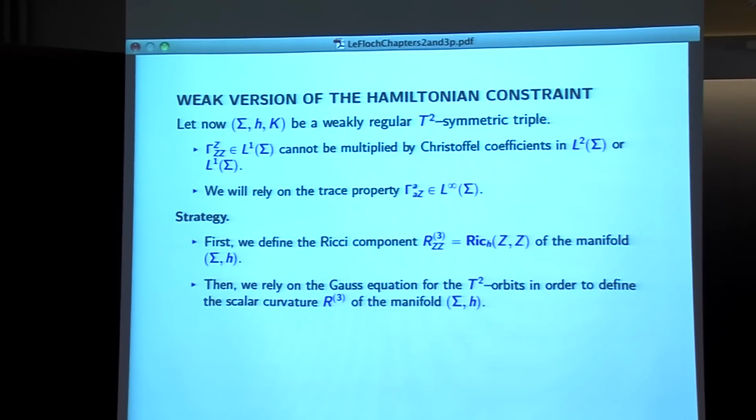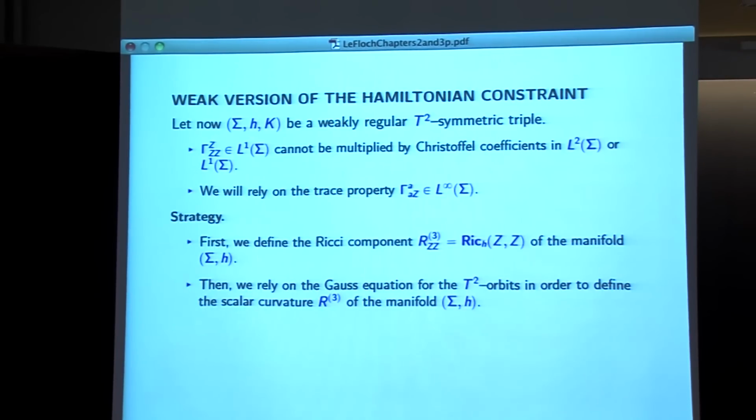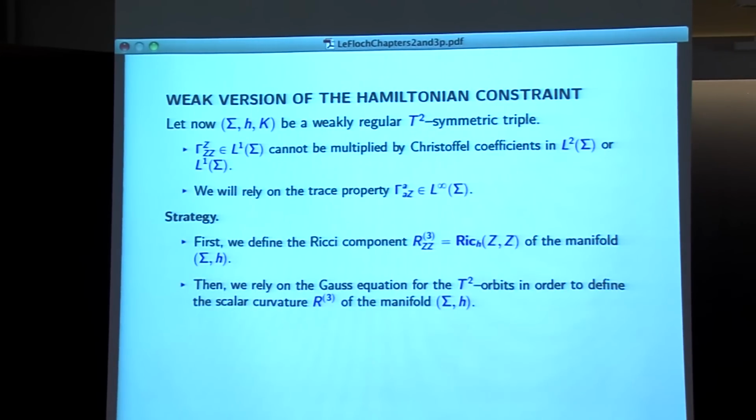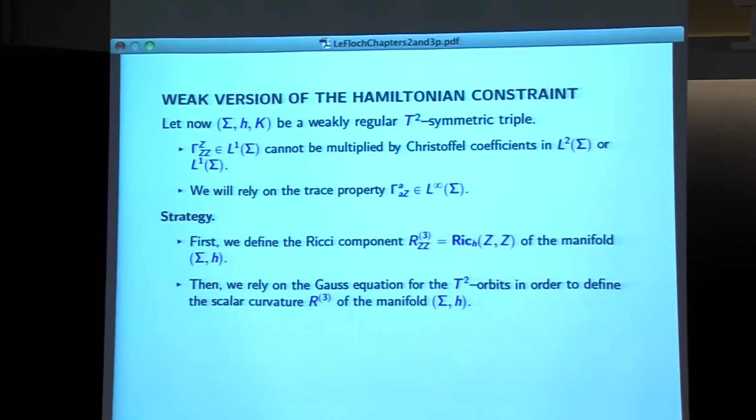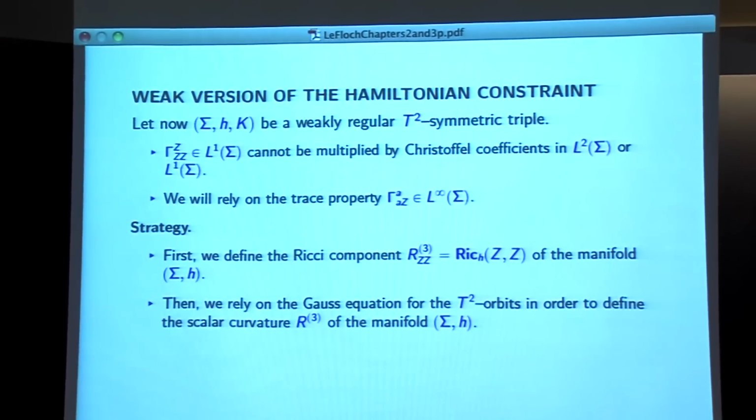So I already indicated the strategy last time, which is here. First we are going to define the Ricci component, RZZ, right? And this is what we did last time, okay? So we had a formula expressing the ZZ component of the Ricci curvature at this low level of regularity as a distribution by some formula involving one derivative of the Christoffel symbols. I will show you that in a second.